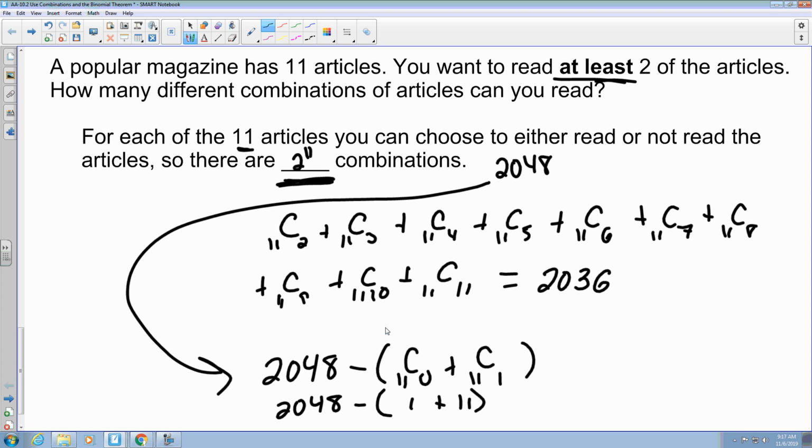2048 minus 12 gives us 2036. So same answer, a lot less work.